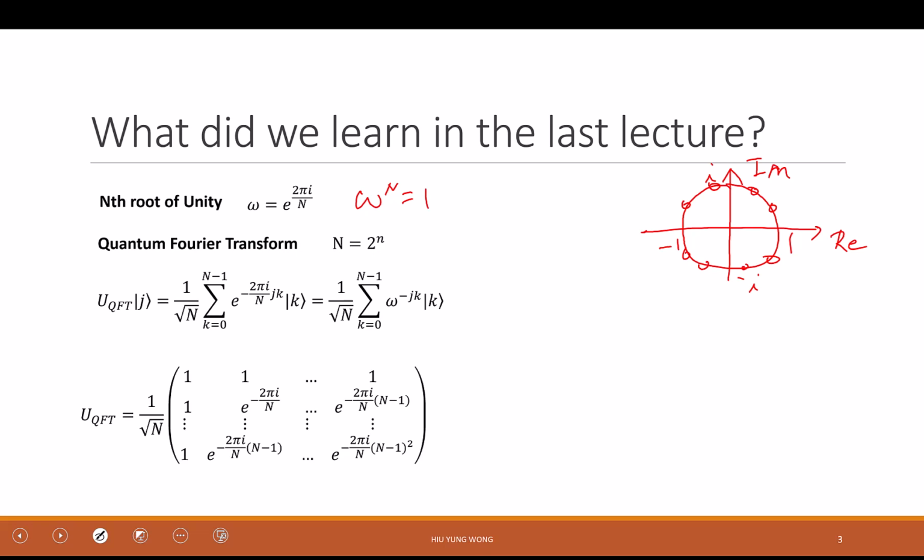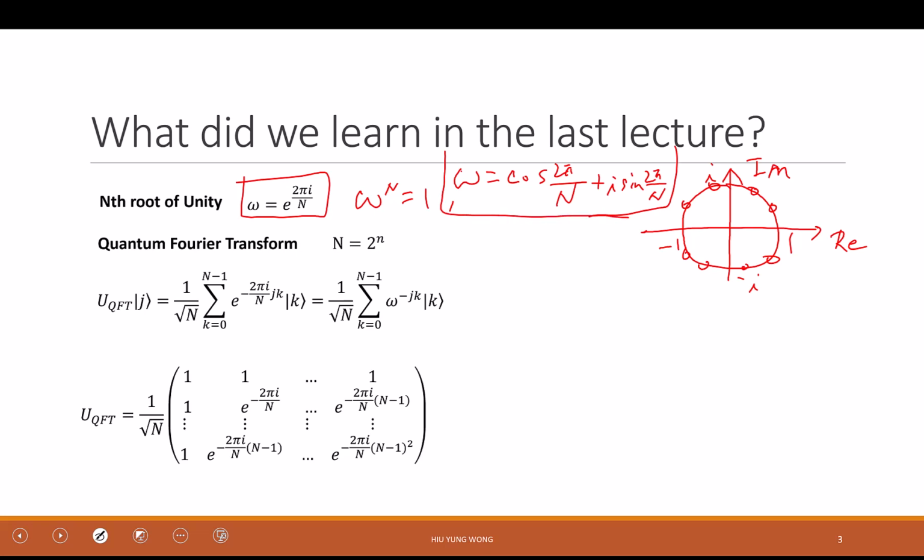And the most important thing to remember is omega equals e to the power 2 pi i divided by N. And again, do not forget that this means omega equals cosine of 2 pi divided by N, plus i sine of 2 pi divided by N.